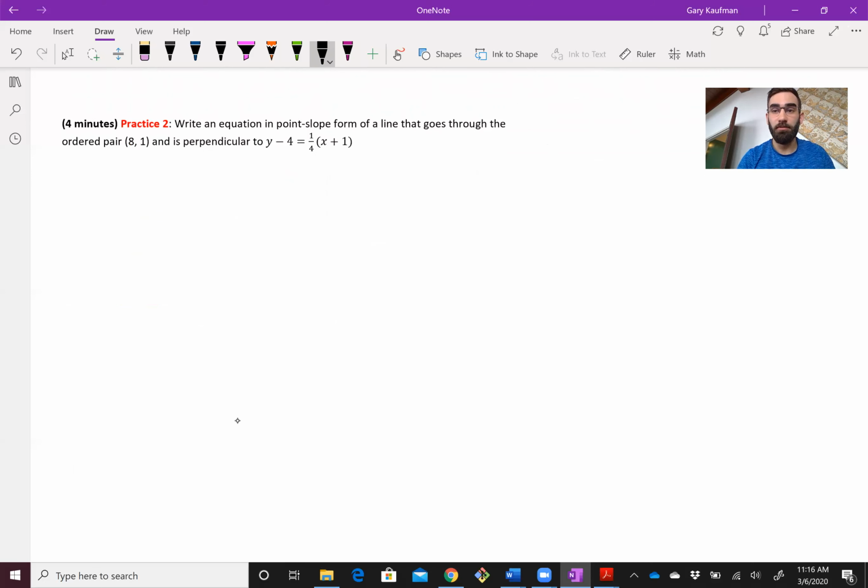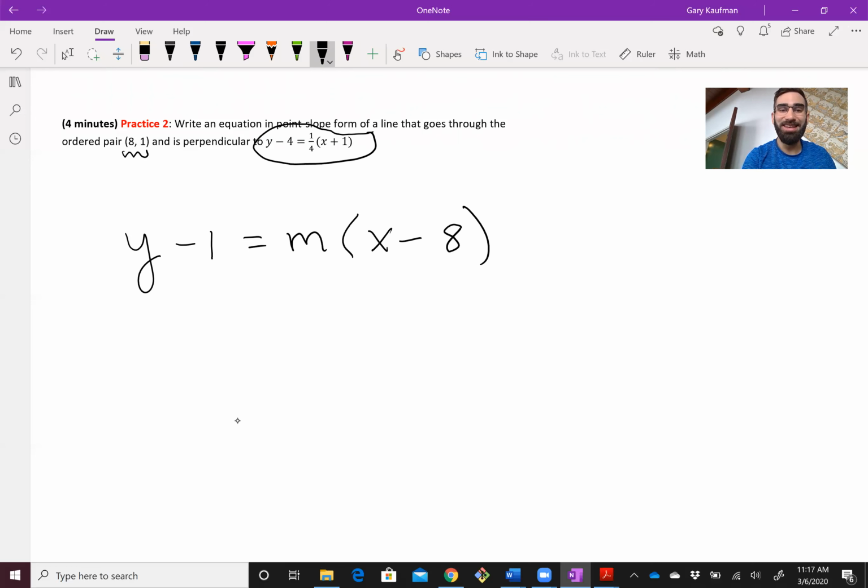Here's practice problem 2. You go first. So for this problem, again, we're asked point slope form. We want to go through this ordered pair. So I'm at least at this part, y minus 1 equals m times x minus 8. I just need to figure out the m. Well, this equation right here is in point slope form. Notice I'm stressing that. It is in a form that gives me the slope. So according to this, my slope is 1/4.